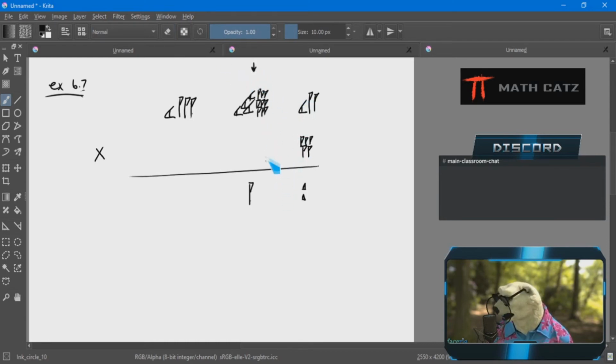Then I go to the next column and I say 5 times whatever this is. What on earth is this? This is 49.